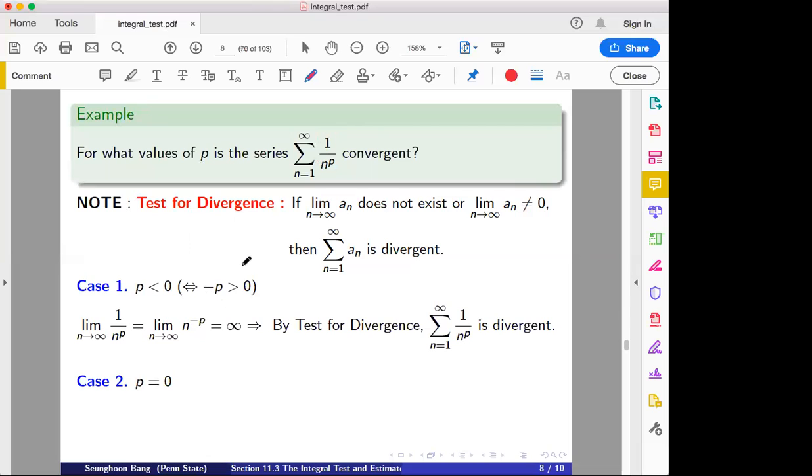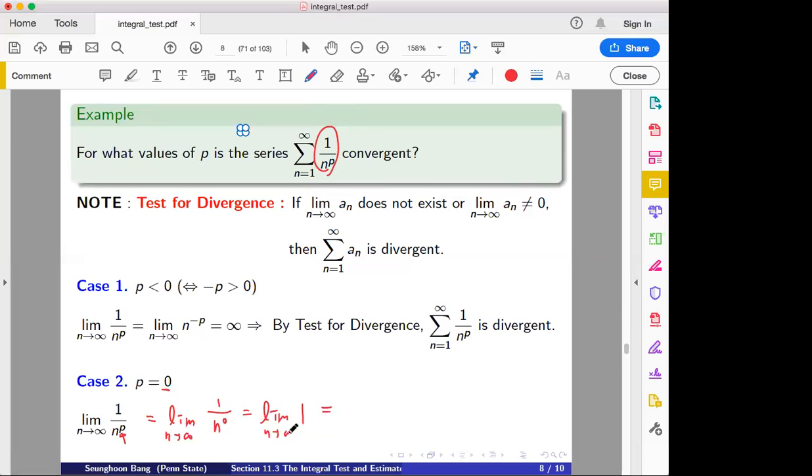The second case is p equals 0. So what is it when p is 0? Same: I'm going to take 1 over n to the p and plug 0 into here. This is the limit as n approaches infinity of 1 over n to the 0. n to the 0 is 1, and 1 over 1 is 1.